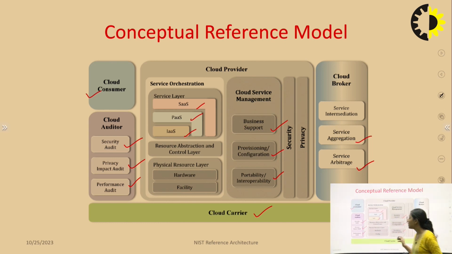And similarly, we have seen the architecture of the cloud provider. It provides the service layers in which we have different services like IaaS, PaaS and SaaS that we have already discussed. Then it also provides the resource abstraction and control layer, then the physical resource layer. With the cloud service management, to manage the services, it provides different service management, which will work on portability and interoperability, provisioning and configuration process, plus security and privacy too.